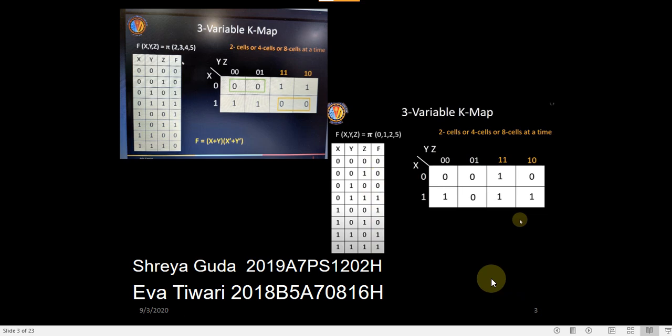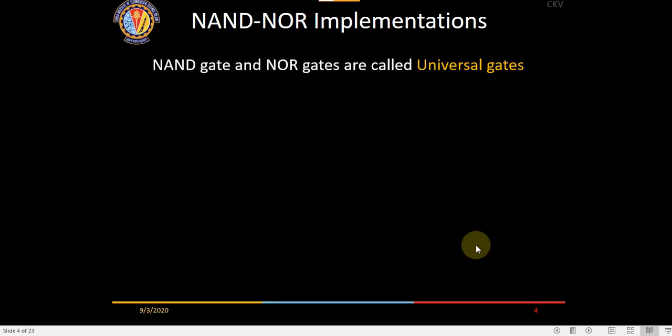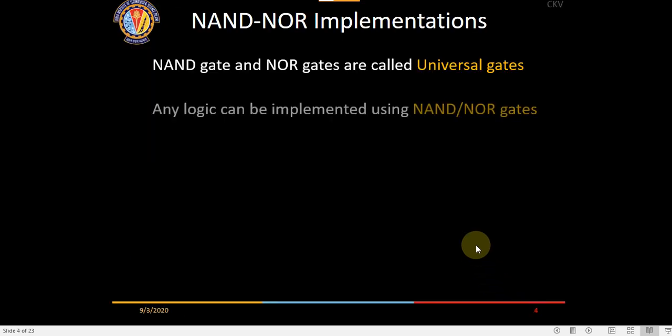Okay, so now we'll see the implementation. Like I already said in the first or second lecture, we always prefer NAND and NOR gates because they are known as the universal gates. With NAND and NOR, we'll be able to synthesize any other gate. So when you make a custom IC, you can make all kinds of gates. But suppose you have an FPGA.